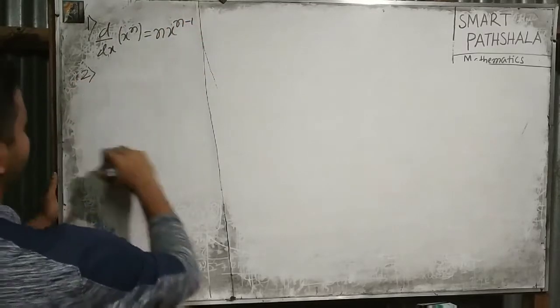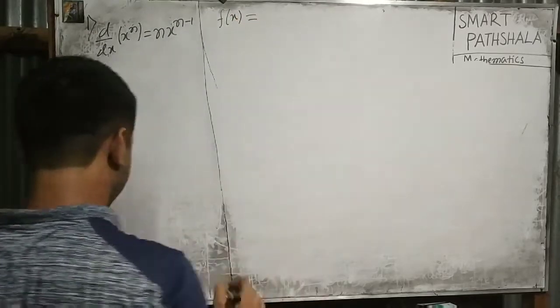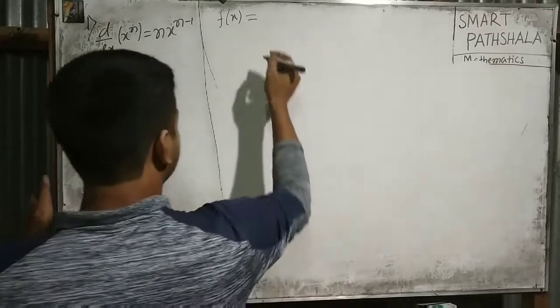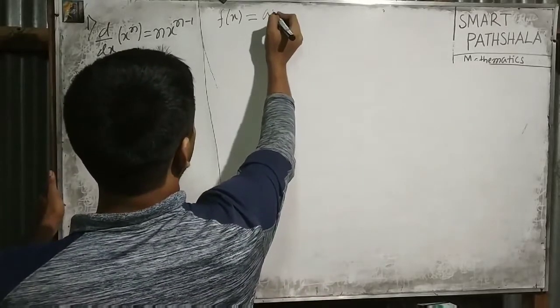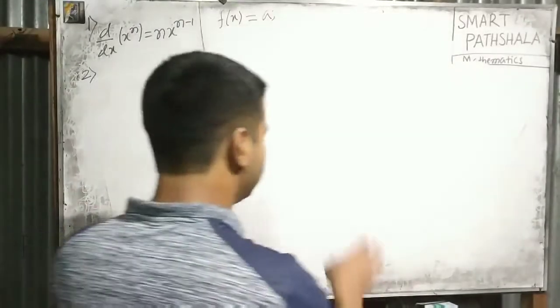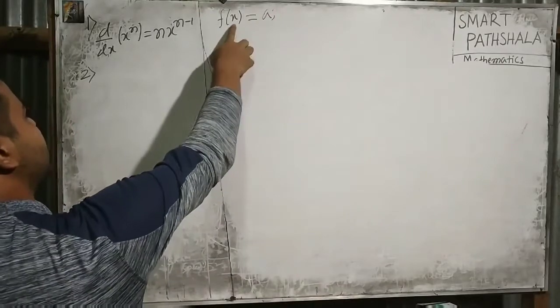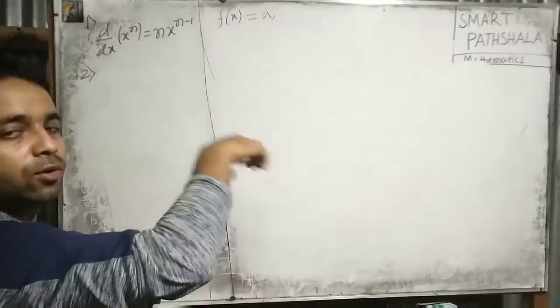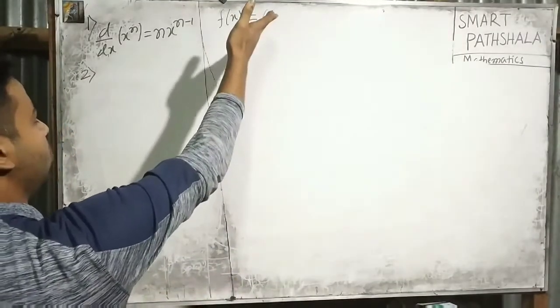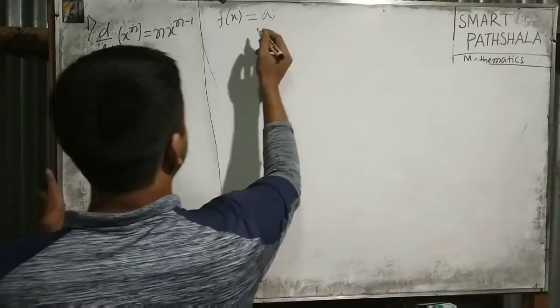Now, let us suppose f of x is equal to a constant, a constant term. It does not change anyhow. If you change x equal to 2, 3, 4, for any value of x, the y value is a, that is constant. Now, how do we find the derivative of this term?